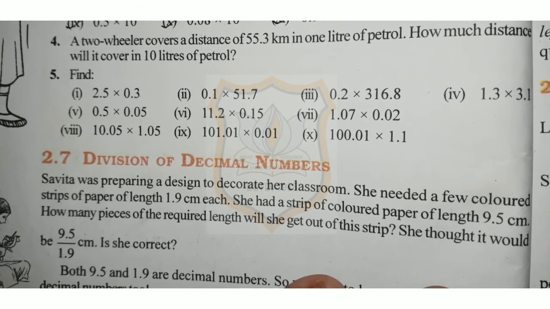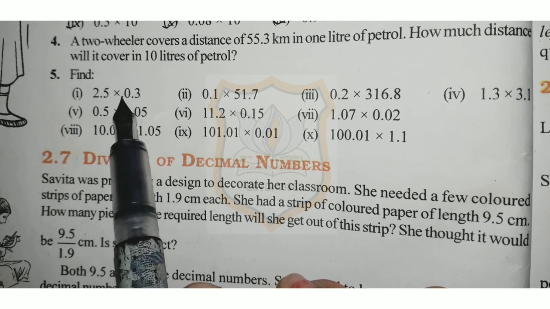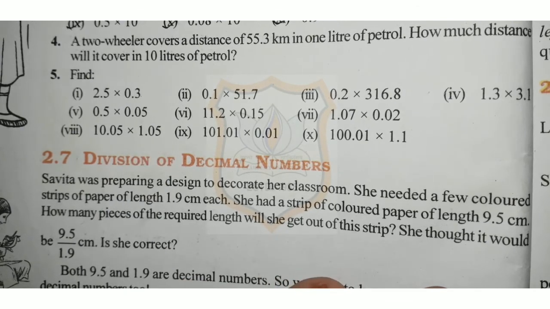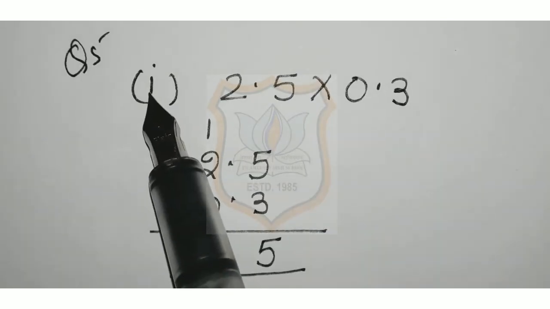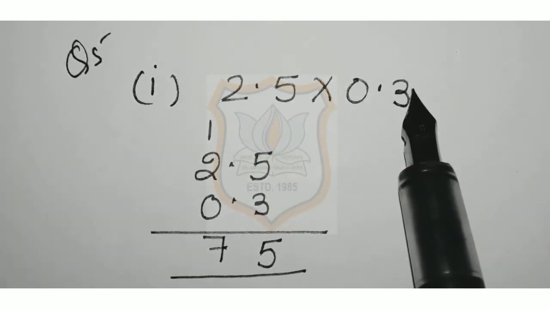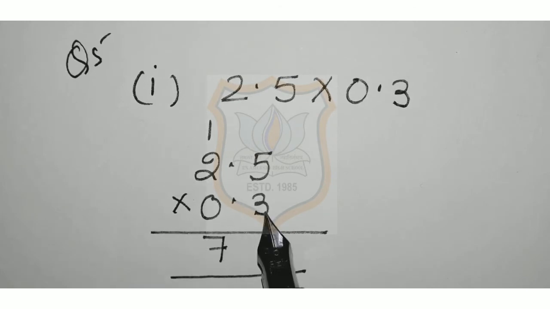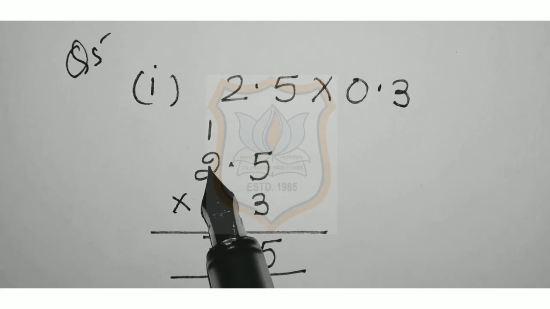Students, we will solve the last question of exercise 2.6, that is question number 5. Find the first part, 2.5 multiplied by 0.3. Let's solve the first part of question number 5, that is 2.5 multiplied by 0.3. 3 5s are 15, 5 carry forward 1. 3 2s are 6, 6 plus 1 is equal to 7.